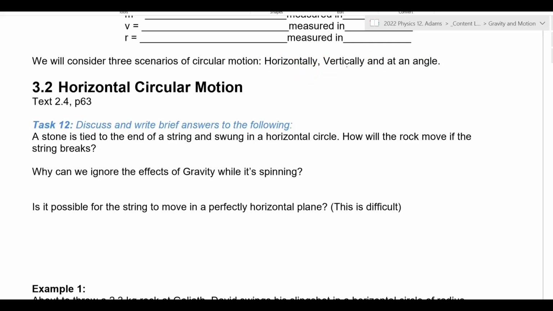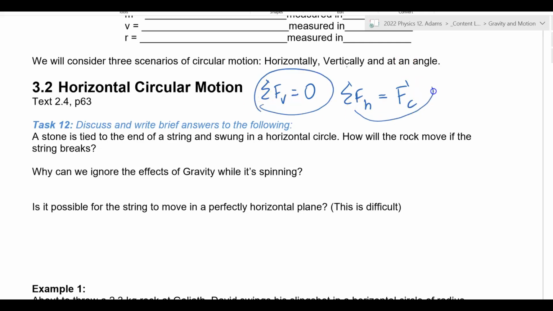What it's saying here is this: in the vertical direction, your net force is 0. Nothing's accelerating up or down. It's all balanced in the vertical direction. But of course, your net force in the horizontal direction is supplying your centripetal force. So there's no acceleration vertically. Everything's happening in that horizontal plane.